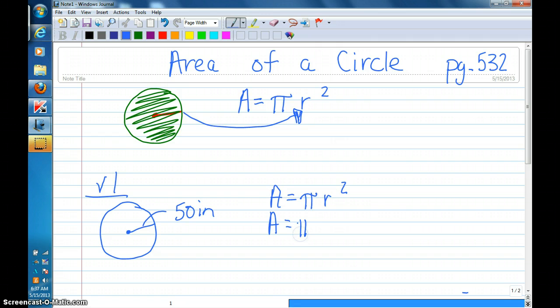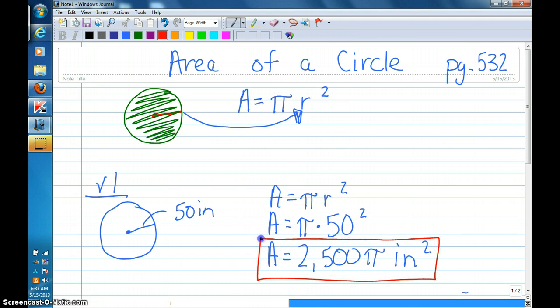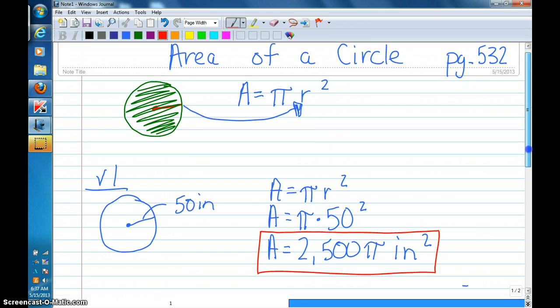They already give us the radius, so we don't have to cut it in half, so we're plugging in 50 squared. Because pi is an unending decimal, that wouldn't be exact if we rounded it to 3.14. So 50 squared is 2,500, and we're going to leave pi there, and our label for area is always inches squared for that. So that's the farthest I can go for that answer.